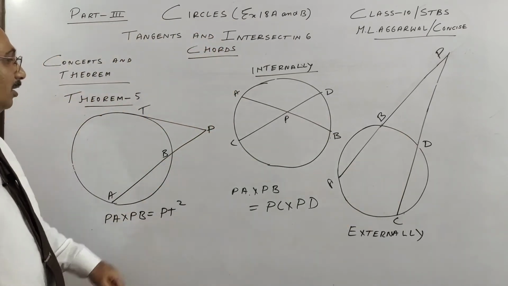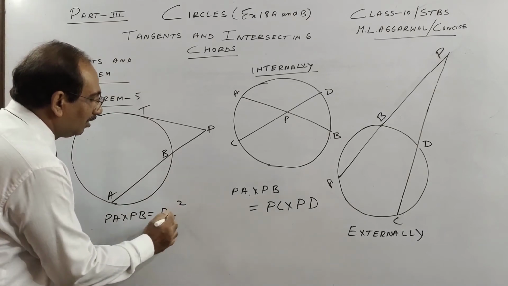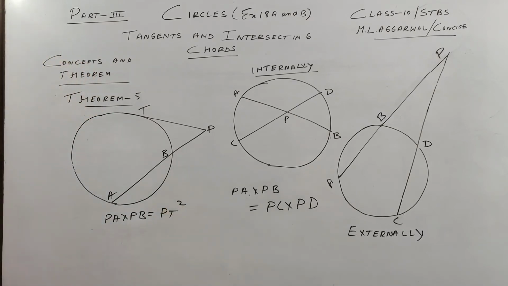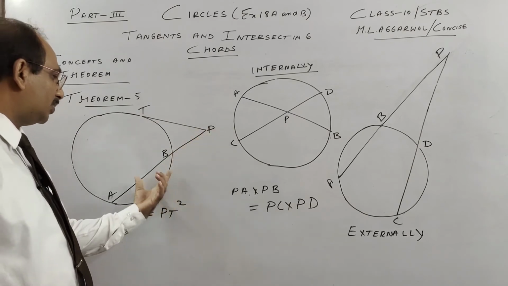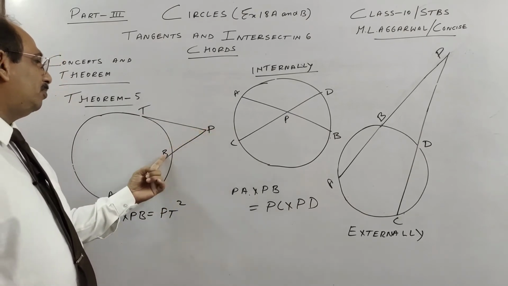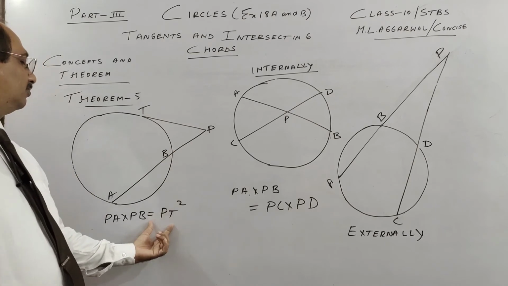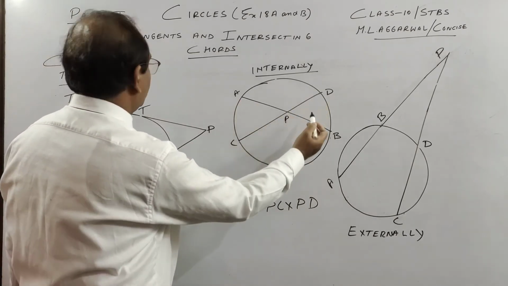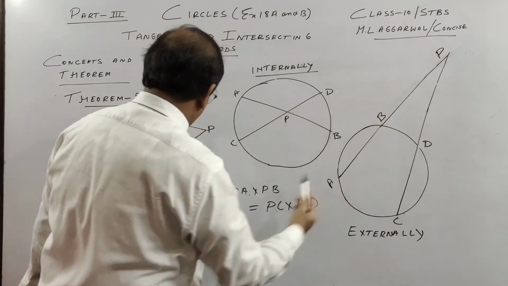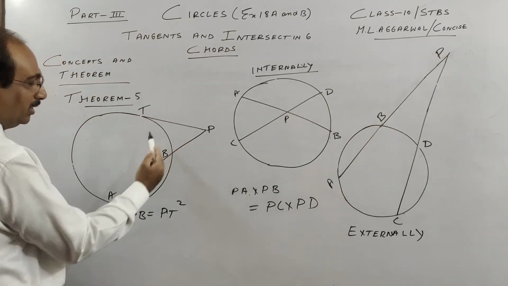So it is equal to PT square. So what is PT, children? PT is the square of the length of the tangent. So it is the square of the length of the tangent from the point of contact to the point of intersection. So once more, PA into PB is PT square. So very nice theorem here. You see PA into PB is PC into PD. Same way PA into PB is PT square.